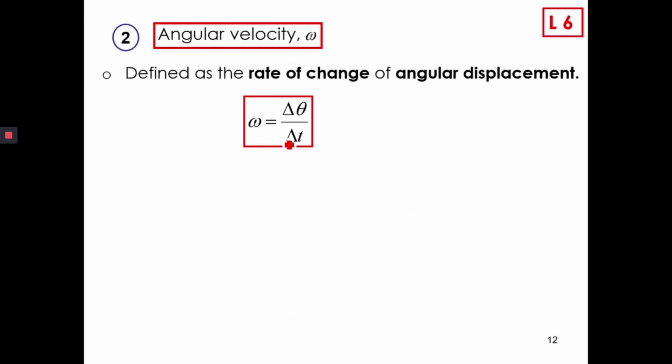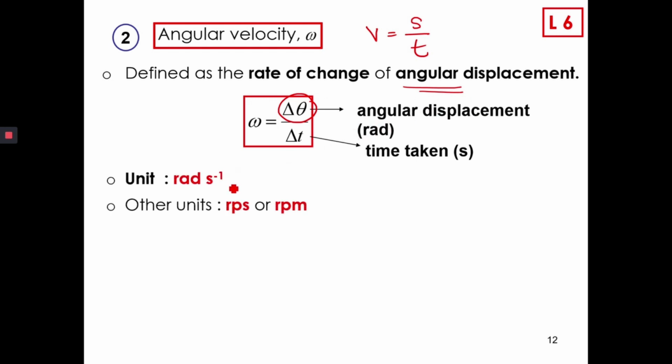Angular velocity, omega. Basically, you can relate it with linear, where we have v equals s over t. For angular velocity omega, you will use delta theta over delta t. Omega is defined as the rate of change of angular displacement. So the unit will be radian per second, or other units for calculating omega are RPS, revolution per second, or it can be revolution per minute. But the SI unit must be radian per second.